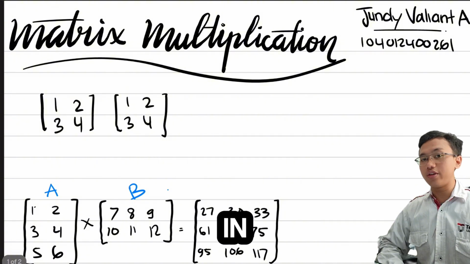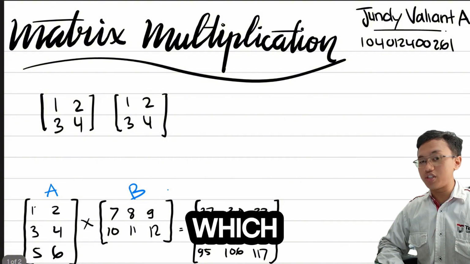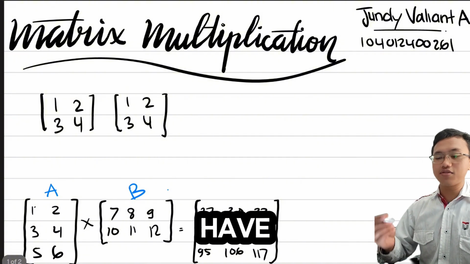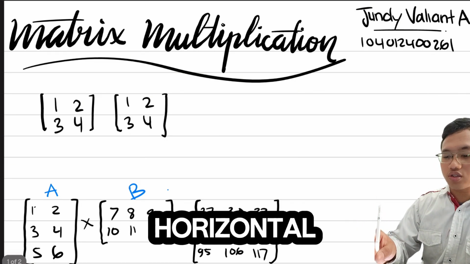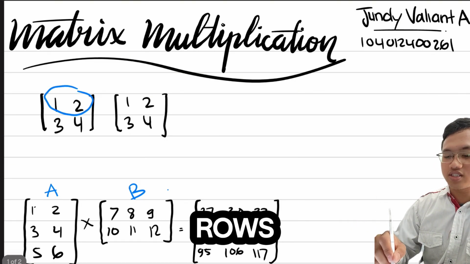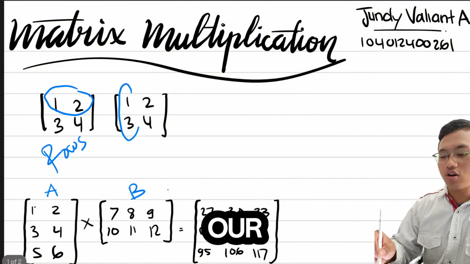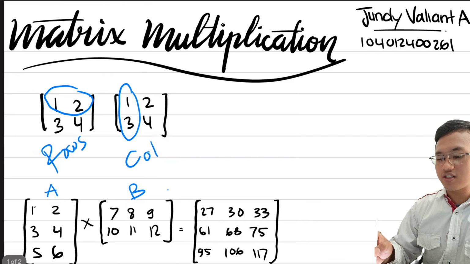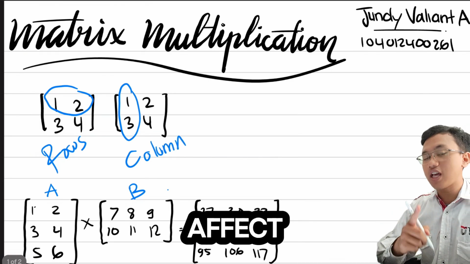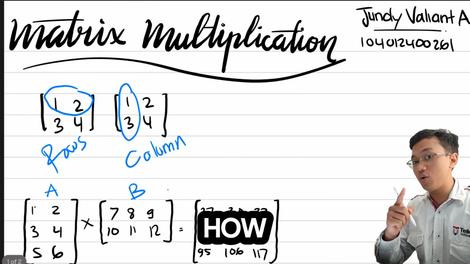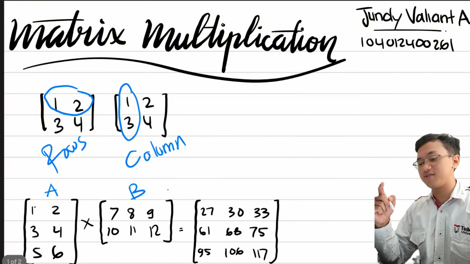Today I will explain explicitly about matrix multiplication. There are two things to know in matrix, which are rows and columns. Here I have some examples. We call the horizontal ones, 1 and 2, rows, and 1 and 3 are columns. Do not get it switched, because this will affect how you do the matrix.